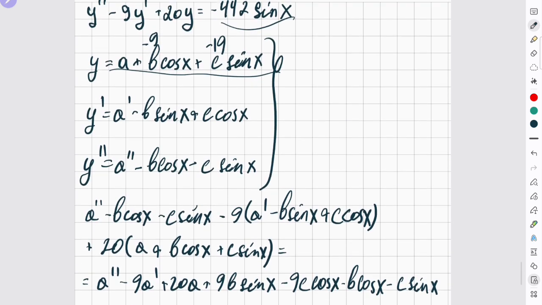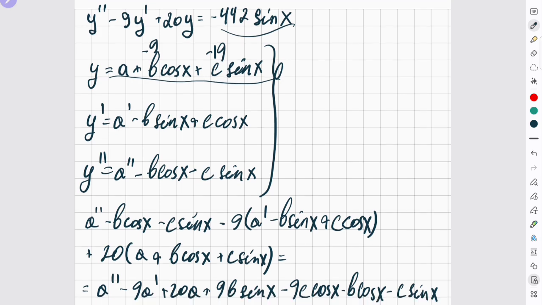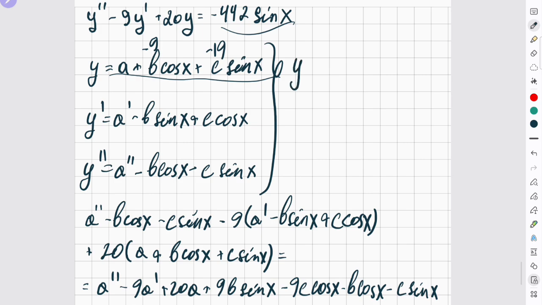And we know that y is equal to a plus b times cosine x plus c times sine x. That is why we will get that y is equal to a times e to the power 4x plus b times e to the power 5x plus, actually we have minus 9 cosine x and minus 19 sine x.